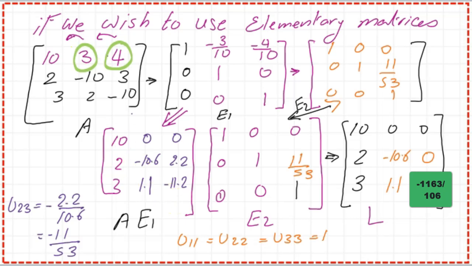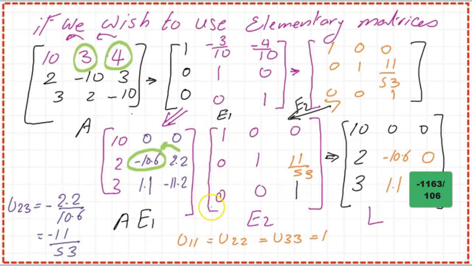Next step, again, we will use this as a pivot, and we will divide 2.2 over 10.6 and multiply by minus 1. So we will multiply by 11 over 53. First row will be the same. Second row will be 0, 1, 2.2 over 10.6, which is 11 over 53. Third row will be the same.